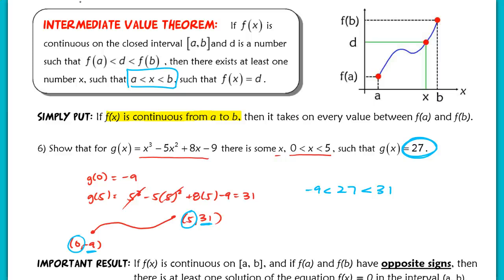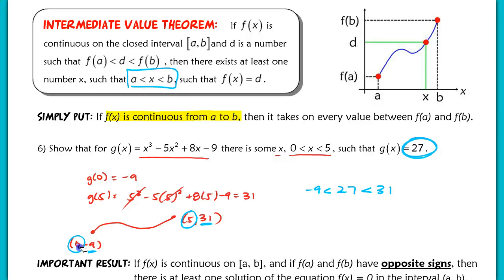It doesn't give you what the x value is. It only says that that value does exist. So our intermediate value theorem tells us that a function will take on some value of d somewhere between a and b, but it doesn't tell us where it will take that value, nor does it tell us how many times it will take that value. So that's an important idea that you're going to want to remember about the intermediate value theorem.